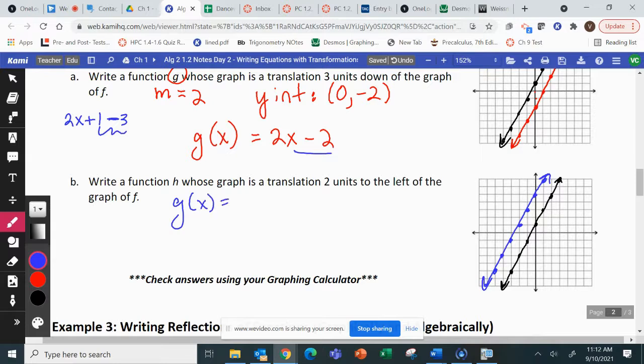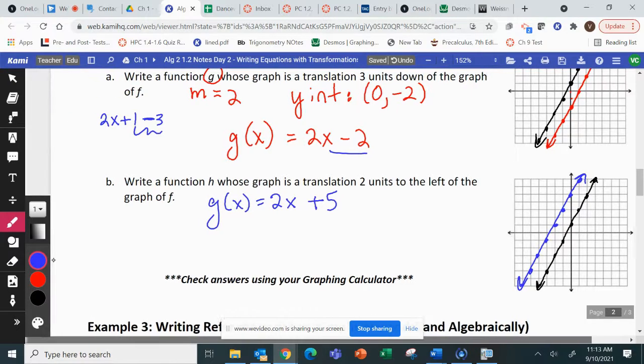So we look at our g of x equation. We look at the blue one. If you moved everything to the left 2, what is our slope? Still 2. Did not affect the slope. And then what is our y-intercept? Yeah, 5. So that's us just looking at a picture and figuring out the equation. That's not using transformations, but I'm okay with you doing that.